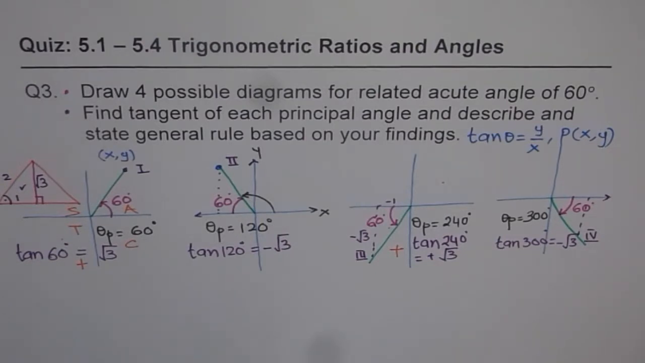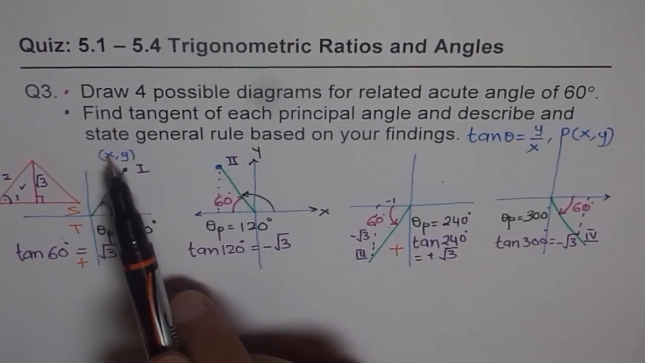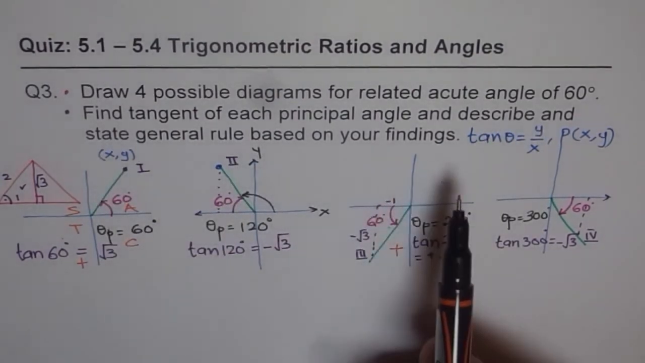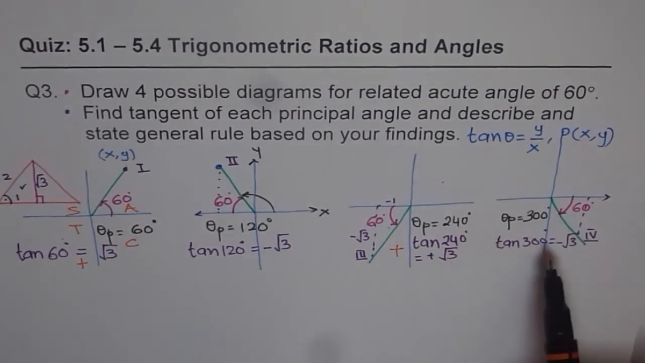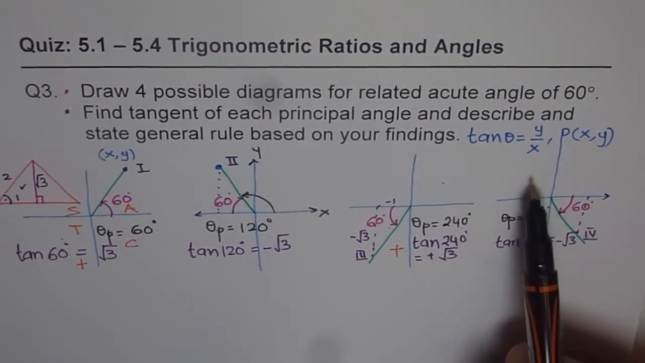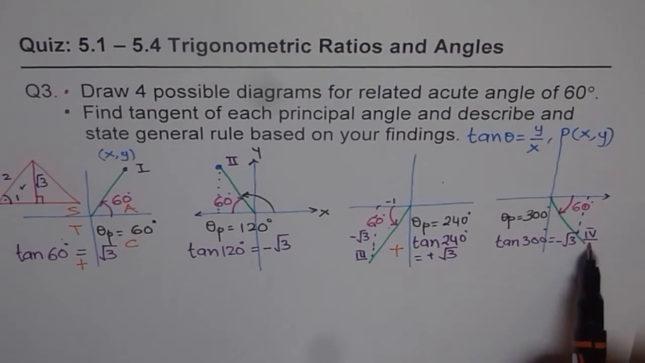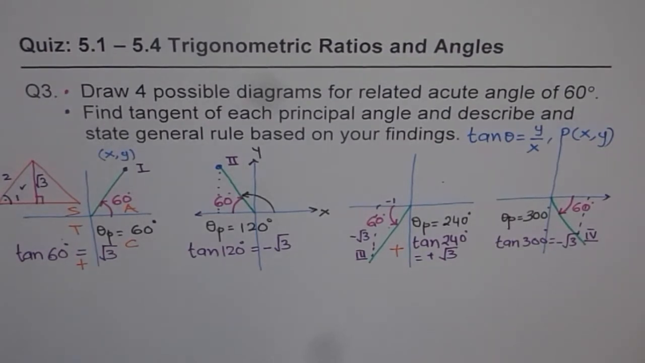But basically we are asking for the CAST rule when we say describe or state a general rule based on your findings. So we say the CAST rule tells us that all are positive in quadrant 1, sine is positive in quadrant 2, tan is positive in quadrant 3, and cosine is positive in quadrant 4. That's how we can explain these things. I hope that's absolutely clear to you. Thank you.